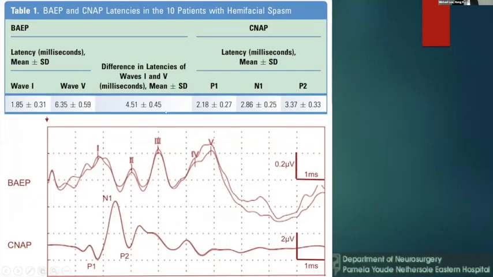So this is the CNAP. So this is a BAEP. Now we have the computers, of course. We can have this waveform very easily every time, but still not all those eight waves. We can only get the first to the fifth usually. And for the far field, more far field waves, they are not so stable.